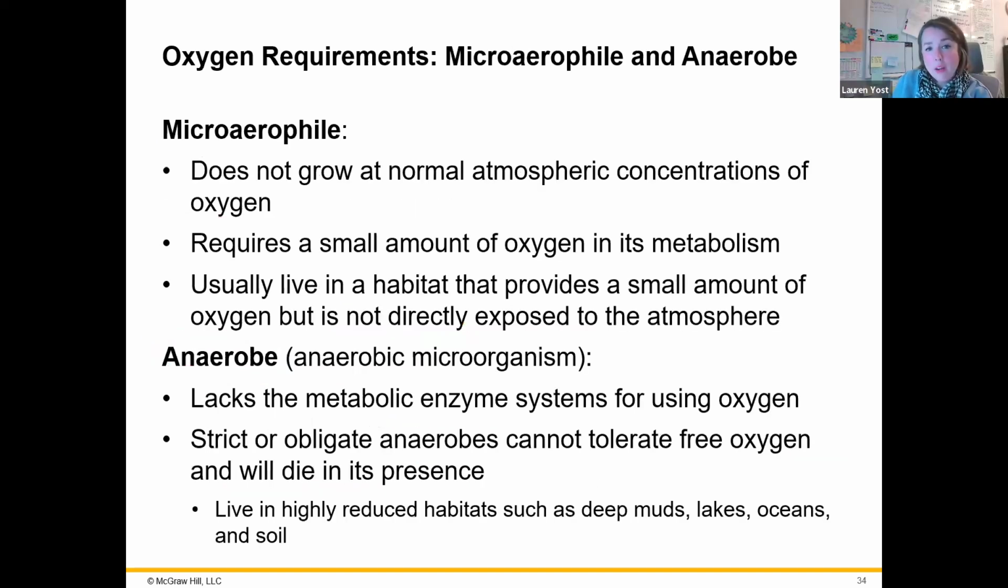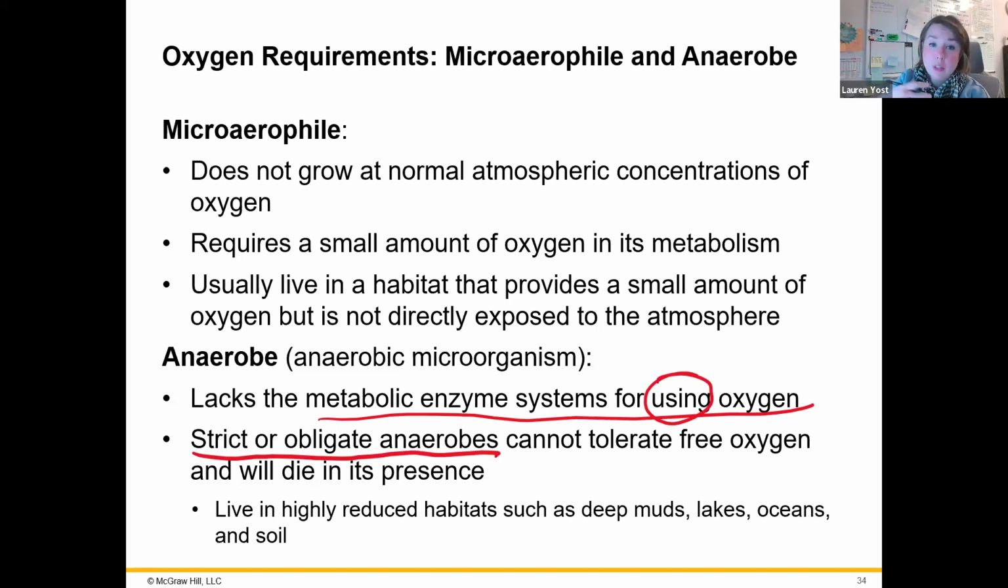Then we have microaerophiles, a little bit of air. They need less oxygen. Then we have anaerobes. Anaerobes are organisms that lack systems for using oxygen. So this can kind of get split up into that group of don't use oxygen, can't detoxify it, or don't use oxygen, can detoxify it. Strict or obligate anaerobes.